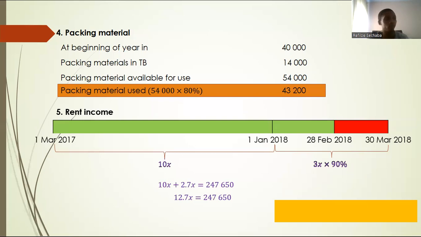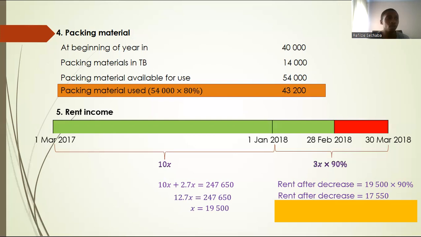I think I do have some from grade 8. And in this case, you will simply divide by that 12.7 on both sides. You get x. Please note, x represents the rent amount before the reduction of rent by 10%. So that is before the decrease. After the decrease, you're going to take it and multiply it by 90% because it was reduced by 10%. And 90% of 19,500 will give us 17,550. So from the 1st of Jan, it was 17,550.